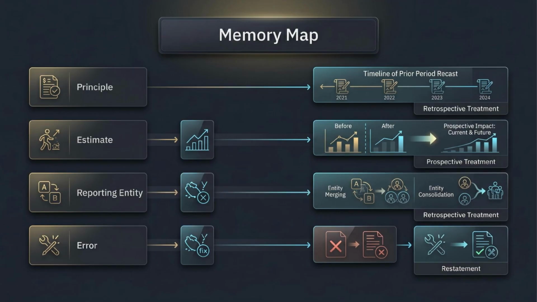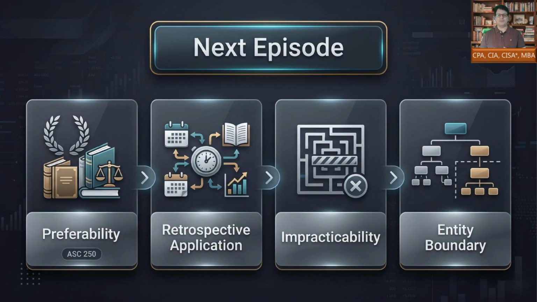This map is powerful because ASC 250 questions often look complicated only because the facts are mixed together. Once you identify the lane, the answer becomes much cleaner. So when you see an ASC 250 question, do not panic. Slow down, identify the event type, and let the treatment follow the classification. The accountant who classifies well usually answers well. That completes our big picture introduction to ASC 250.